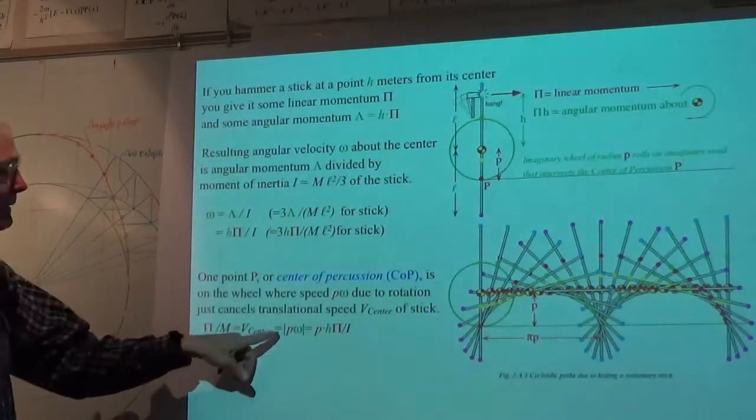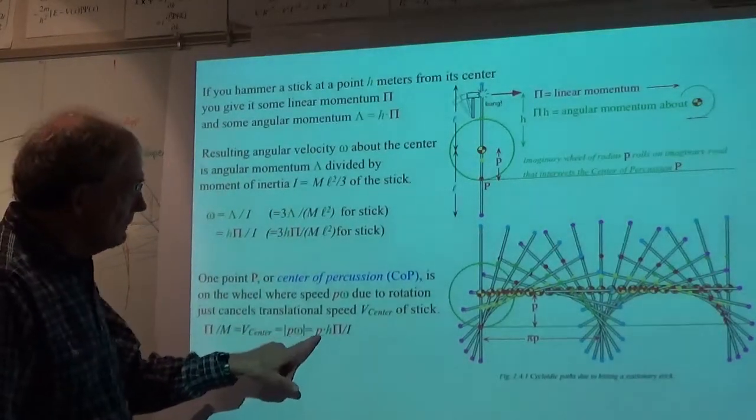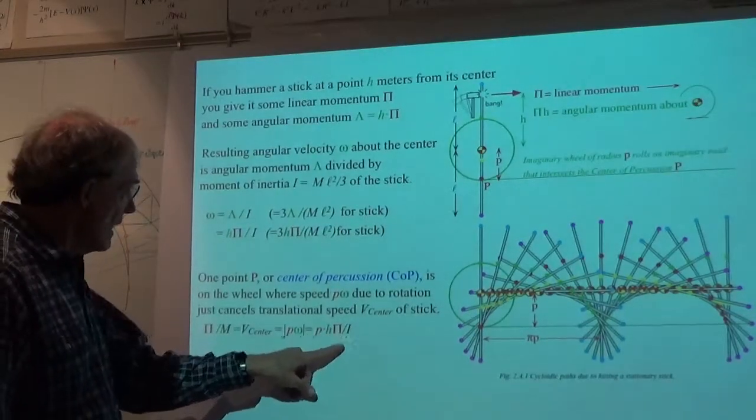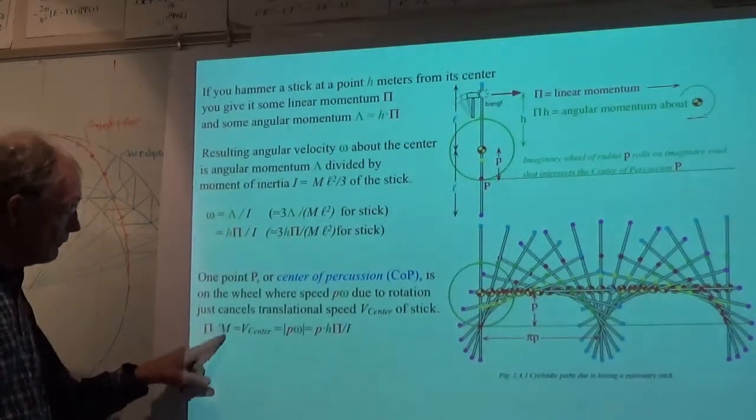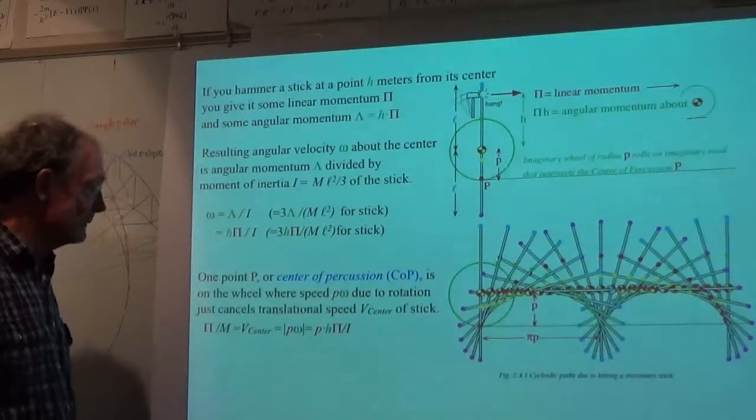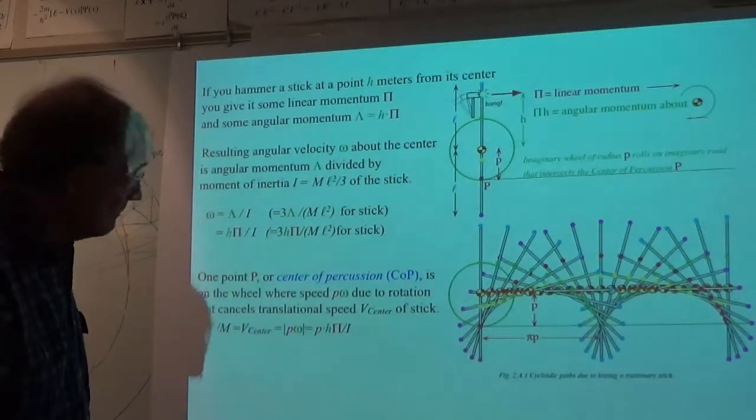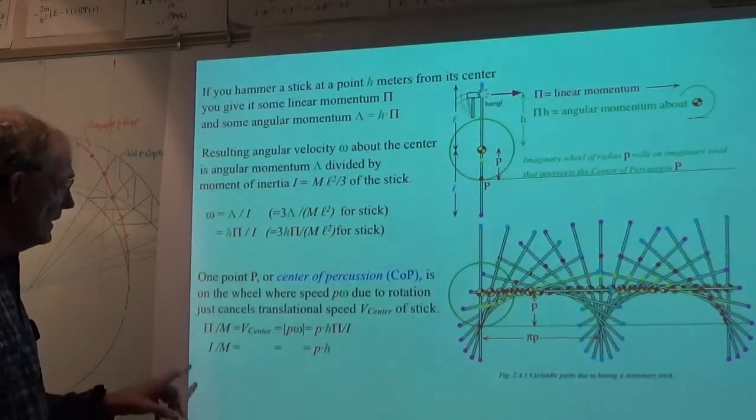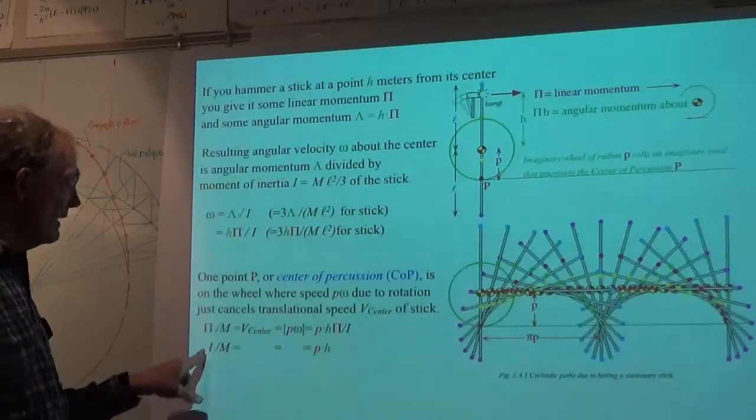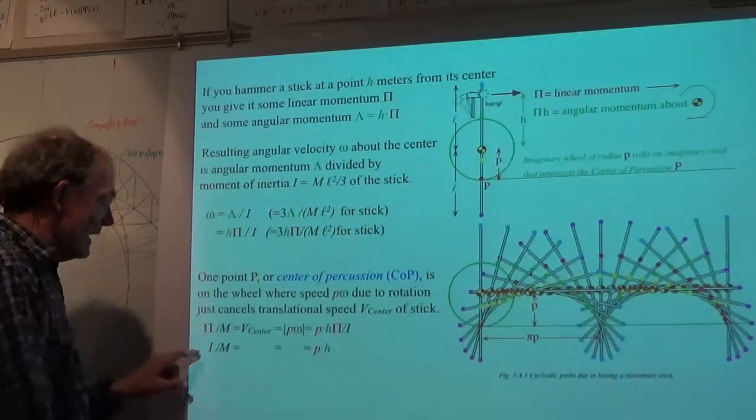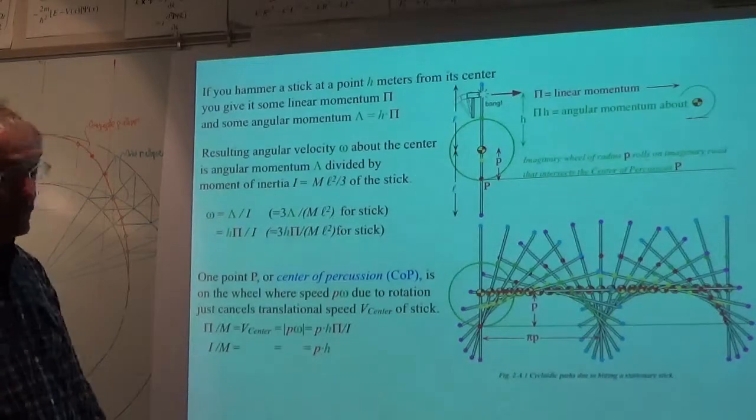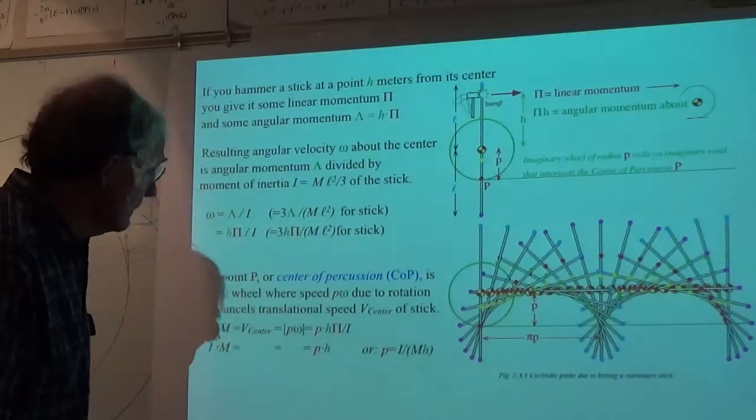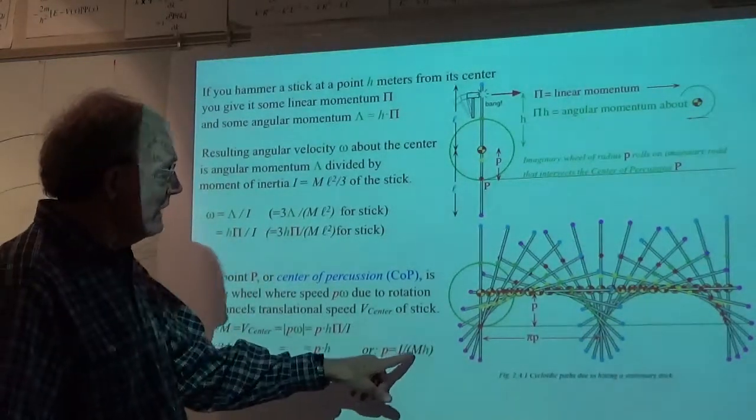Okay, V center, P omega, that's got to be equal to PH pi over I. And it's pi over M, it's got to be that. Okay? So I can say that if I multiply through by inertia, kill the pi, I've got I over M equal PH. That's the main result. Or P equal I M over H.